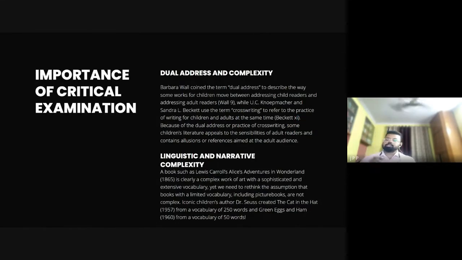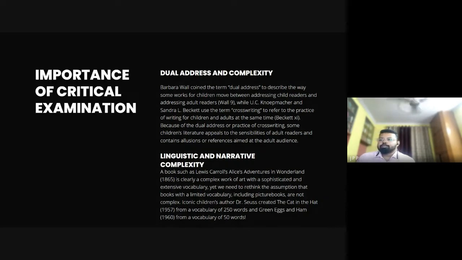And this brings us to why we should critically examine such poems as well. The first is obviously the dual address and complexity. Now, here is the name of a critic which I have provided. In fact, over here we have provided the names of several critics, and if you would want to, you can note them down and refer to them later.